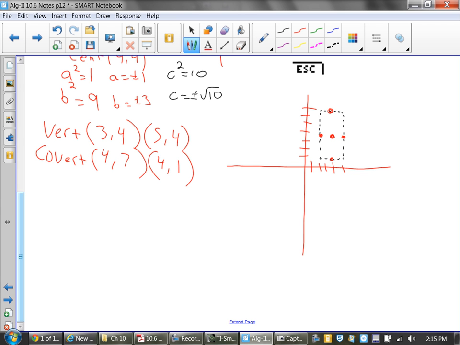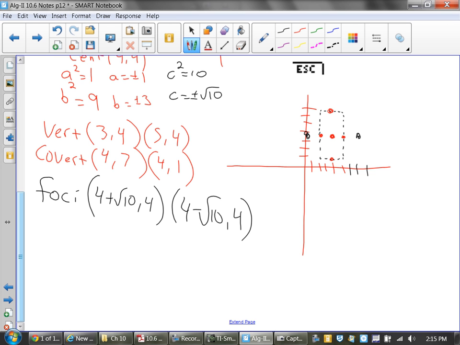Since I'm opening left and right, all I have to do is add that and subtract that to the x coordinate of my center. So here's 1, 2, 3-ish, 1, 2, 3-ish, for plus or minus root 10. That is a legit ordered pair for adding and subtracting in a focus. You just write it in with the radical. You don't have to do anything else besides that. Works just fine.